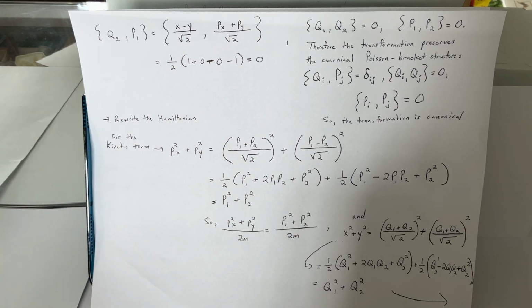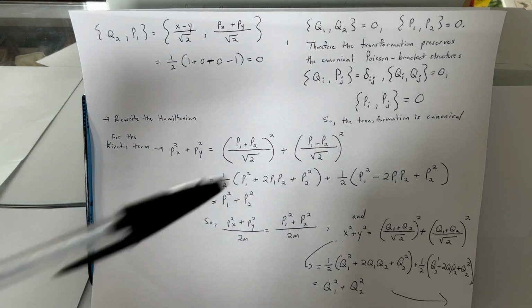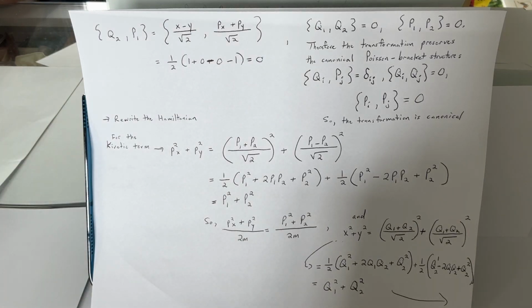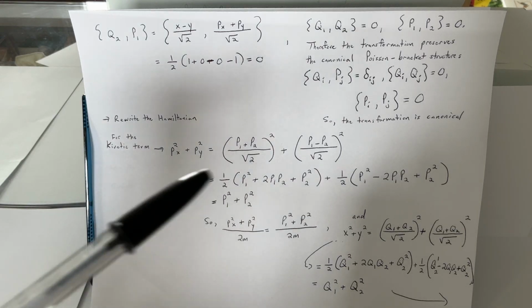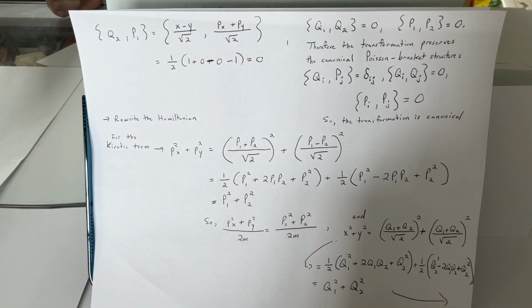Rewriting the Hamiltonian for the kinetic term, p_x squared plus p_y squared is equal to the quantity (p_1 plus p_2 over the square root of 2) squared, plus (p_1 minus p_2 over the square root of 2) squared. Okay, and now that becomes 1/2 times the quantity p_1 squared plus 2 p_1 p_2 plus p_2 squared, plus 1/2 times the quantity p_1 squared minus 2 p_1 p_2 plus p_2 squared, which yields the following here: p_1 squared plus p_2 squared.